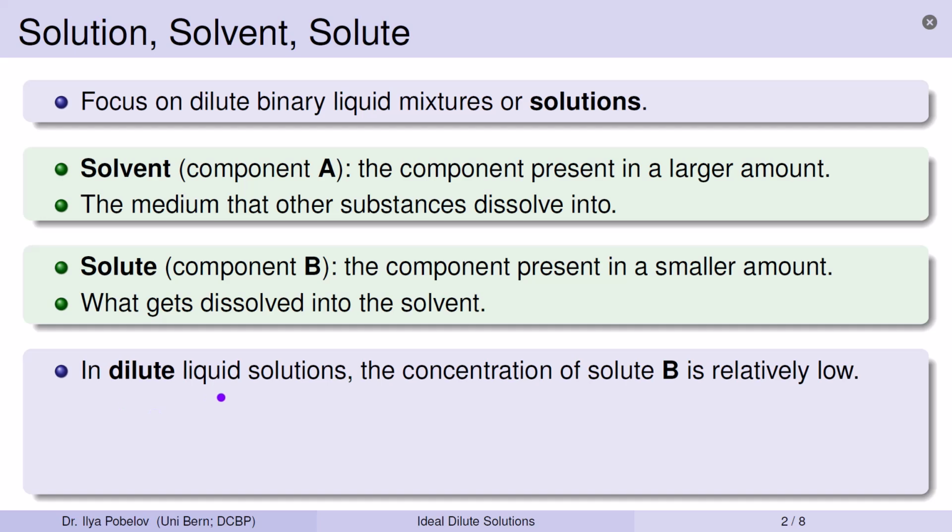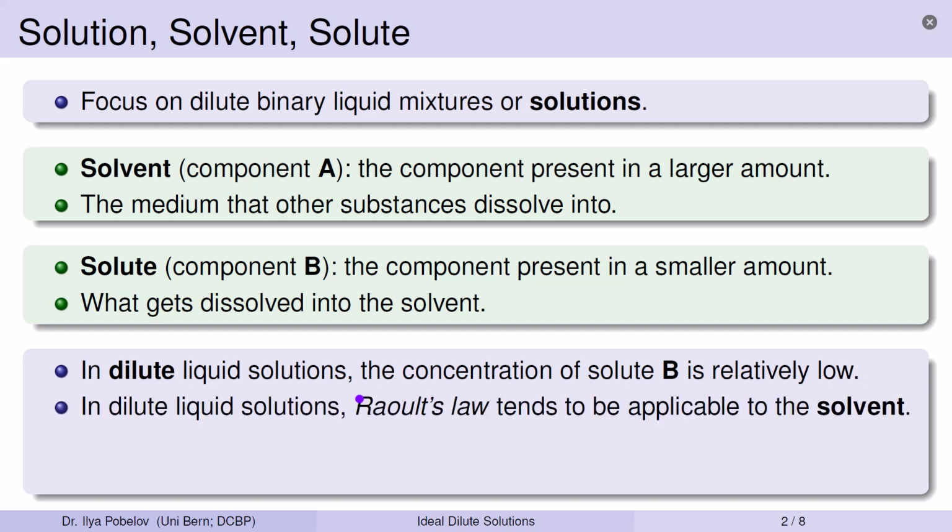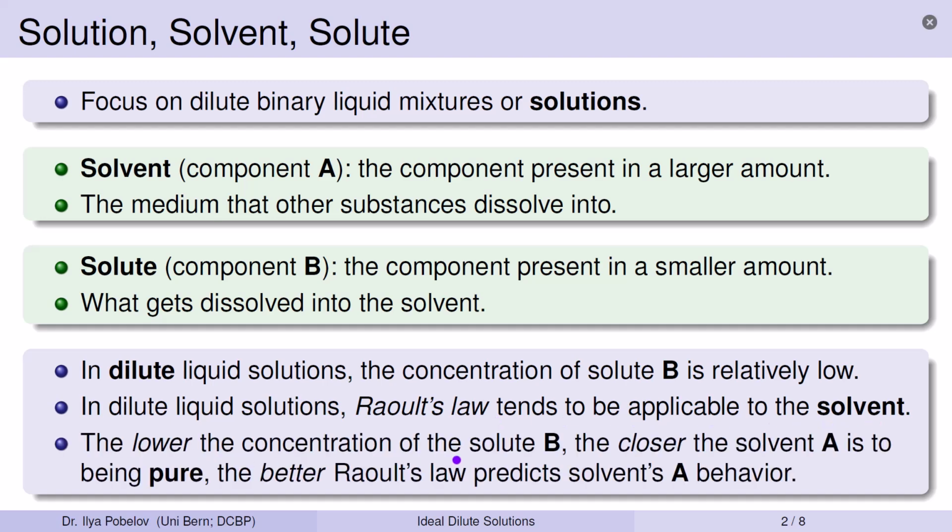In dilute liquid solutions, the concentration of solute B is relatively low. In such systems, even if the mixture doesn't strictly adhere to ideal behavior, Raoult's law tends to be applicable to the solvent. This law becomes increasingly accurate as the solute concentration decreases and the solvent closer resembles its pure state. As it was said, the closer the solvent is to being pure, the better Raoult's law predicts its behavior.